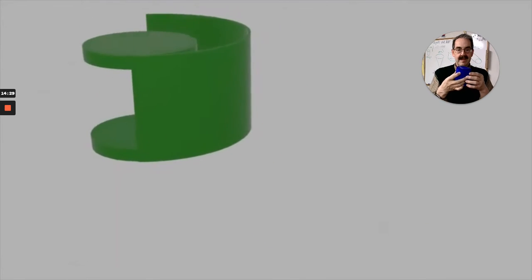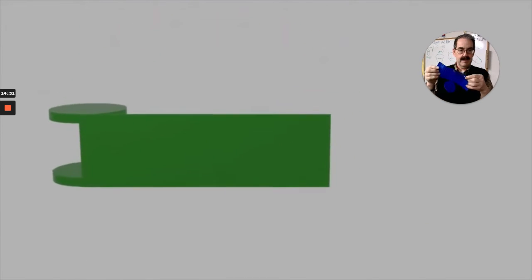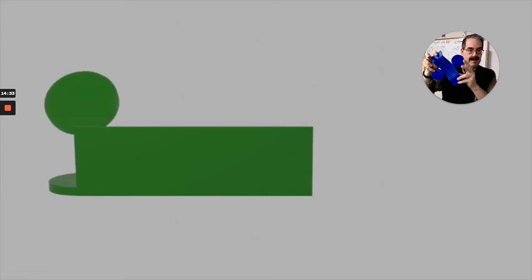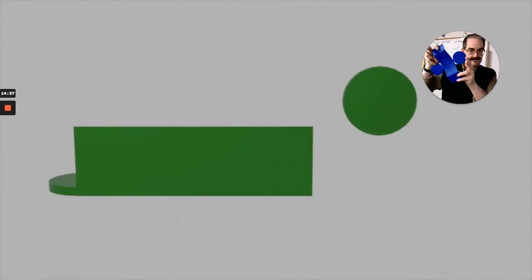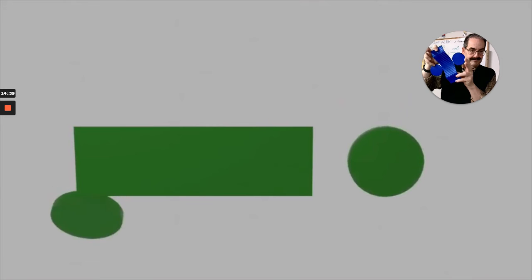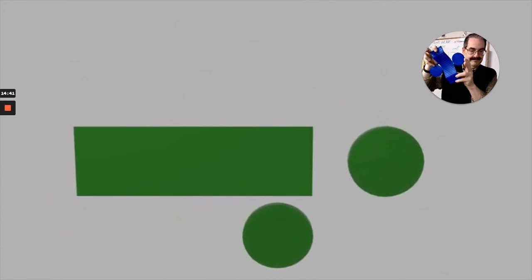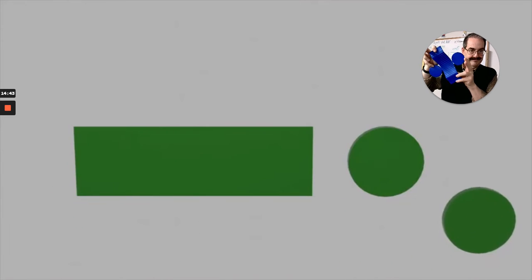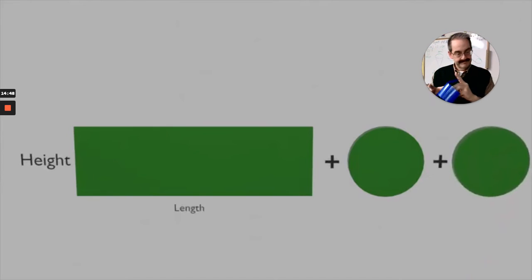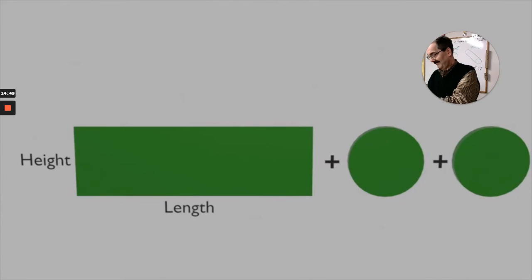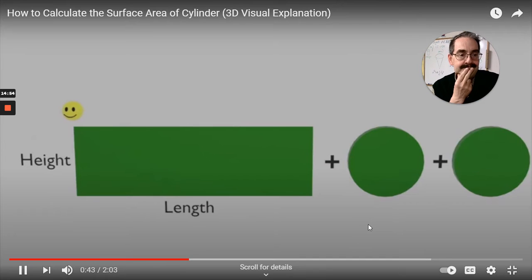It turns out, when you unwrap the cylinder, the side is just a rectangle, the top is just a circle, the bottom is another circle. Adding the area of these three objects will give us the surface area of a cylinder. The only tricky part is the length of the rectangle.